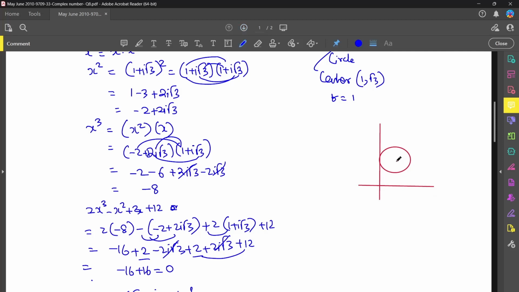So here we're asked to plot the point 1 comma root 3. So this value is 1. The radius is also 1. This is 1, the radius. And here this point is root 3. So the diagram is not drawn to scale. Let's consider this is 1.